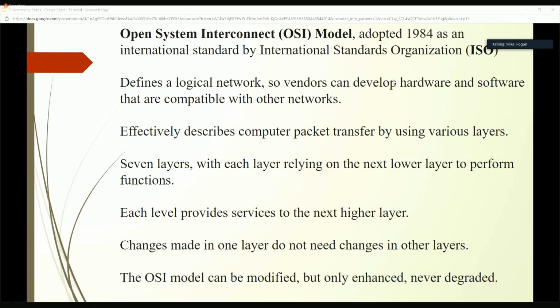The OSI model effectively describes computer packet transfer by using various layers, seven layers, with each layer relying on the next lower layer to perform functions. Each level provides services to the next higher layer.